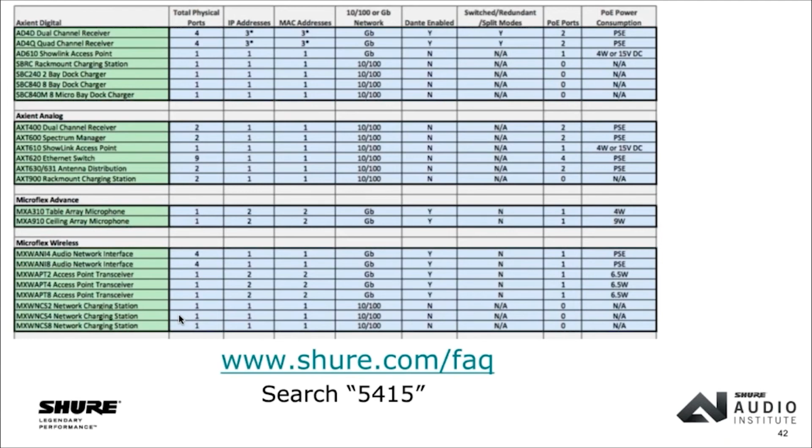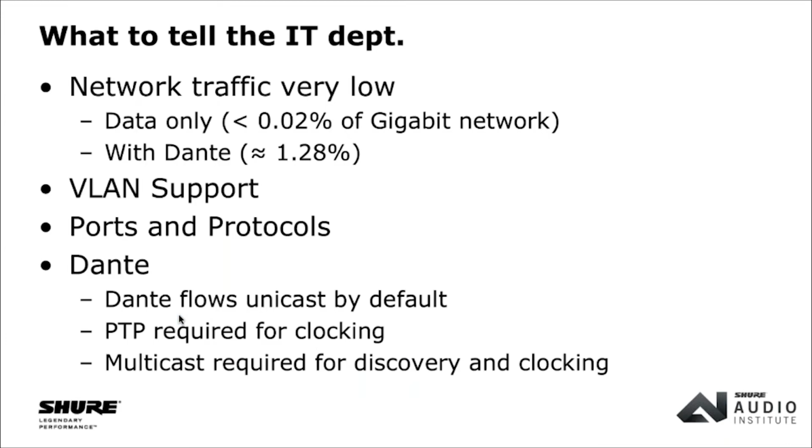To the point about how many IP addresses are required, this is getting a little Shure specific here, but within our FAQ, if you search for answer ID 5415, it will pull up this document that shows for all Shure devices the total number of physical ports on the device, how many IP addresses it needs, how many MAC addresses it has, what the network speed is, whether it has Dante, PoE. It's pretty much the complete network information about all of our devices. It's a good reference when you're planning out your network and when you're communicating with the IT department. What else to tell them?